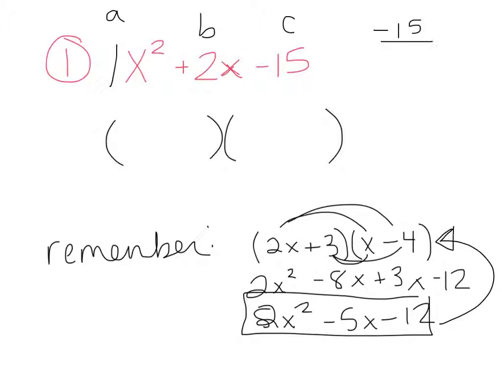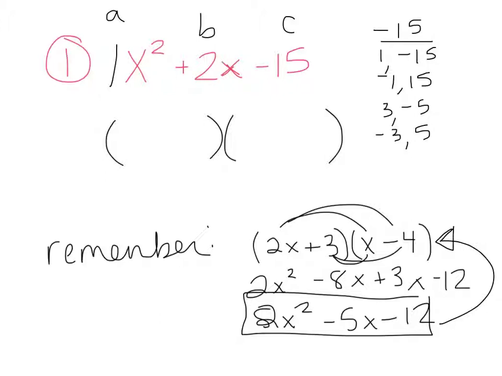And I'm just going to make a little chart over on the side here. And now I'm going to start listing all the factors of negative 15. So in other words, all the things that multiply together to give me negative 15. Well, the obvious one is 1 and negative 15, or we have negative 1 and positive 15. Okay? Other factors could be 3 and negative 5, or negative 3 and positive 5.